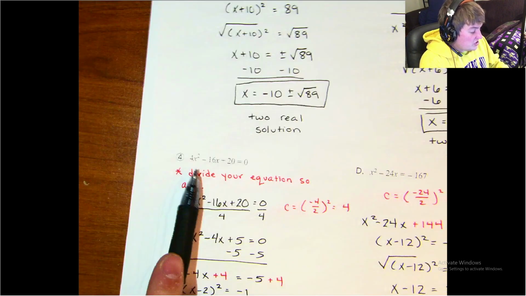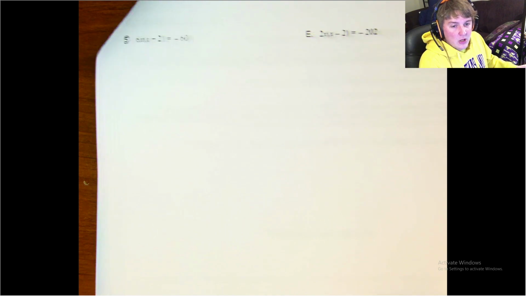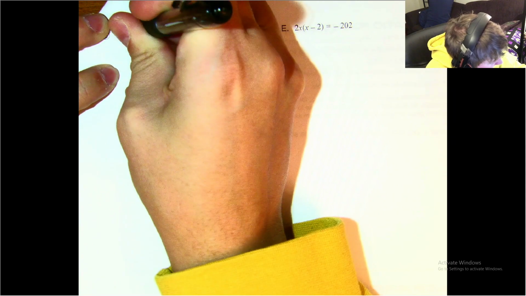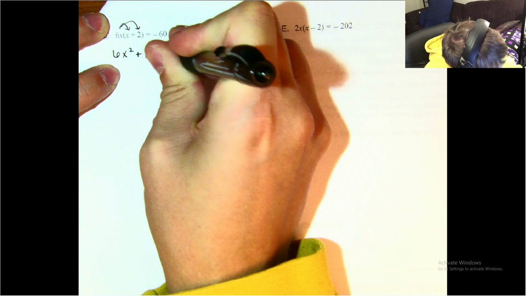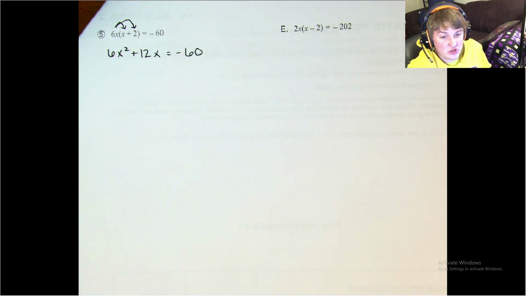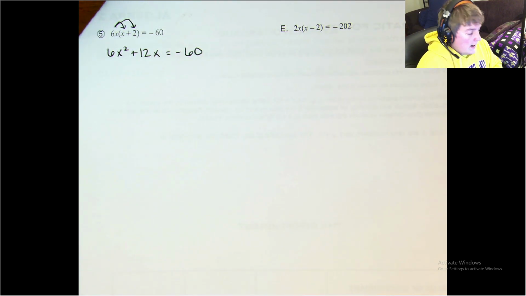What if we have a weirdo problem like this? It's not even set up in our traditional ax squared plus bx plus c form. It's just in some other form. Well, we have a number right outside of parentheses, so we can try to convert this into that form. Let's distribute here, and then we get 6x squared plus 12x is equal to negative 60. Now it's in our more traditional ax squared plus bx form, even though the c value has been moved to the other side.